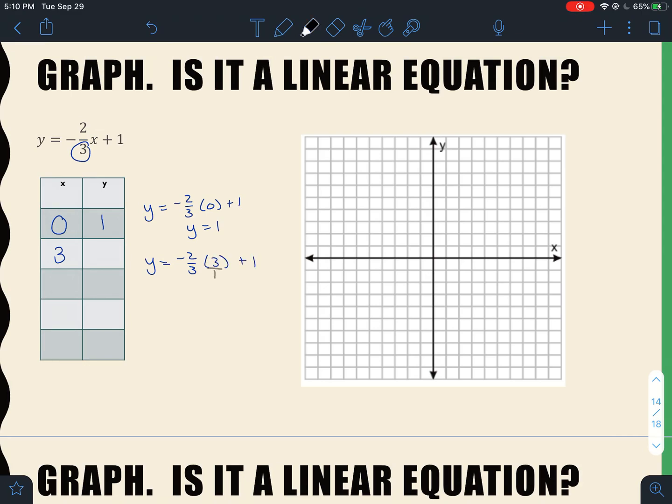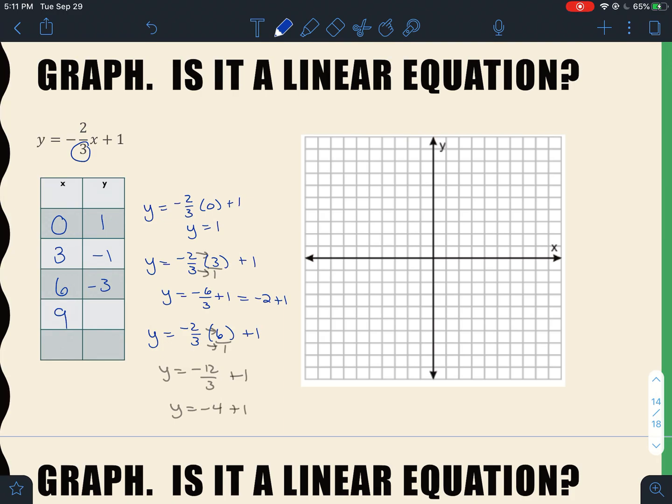Now notice what happens. When you multiply fractions, remember straight across the top, straight across the bottom. And so you get y equals -6/3 plus 1. That divides nicely. -6 divided by 3 is -2, and -2 plus 1 is -1. What's another factor of 3? Let's try 6. So y is going to equal -2/3 times 6 plus 1. So over 1, just multiply straight across. So y is going to equal -12/3 plus 1, which is -4 plus 1, which is -3.